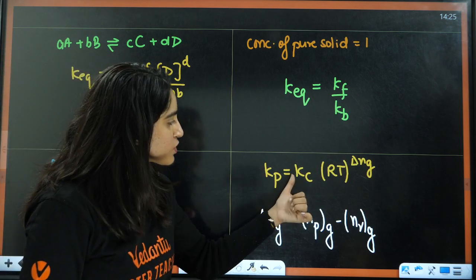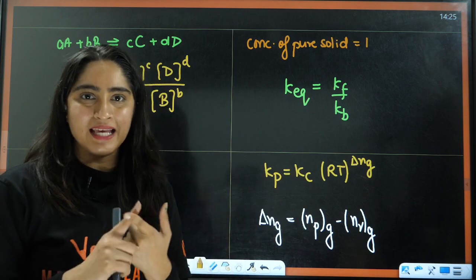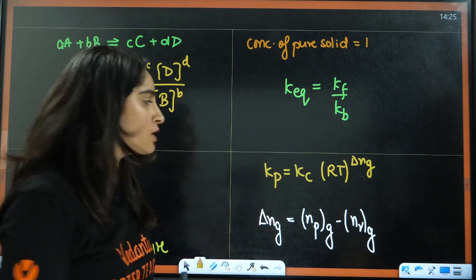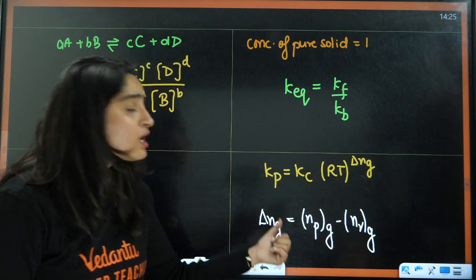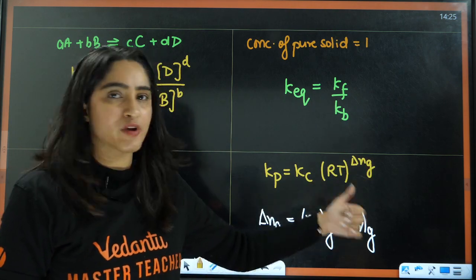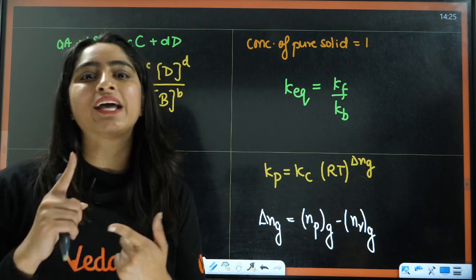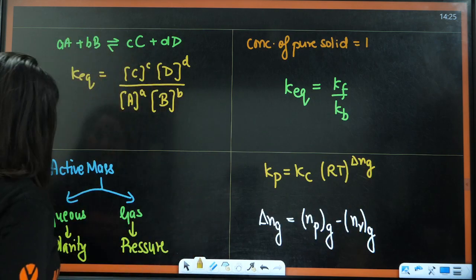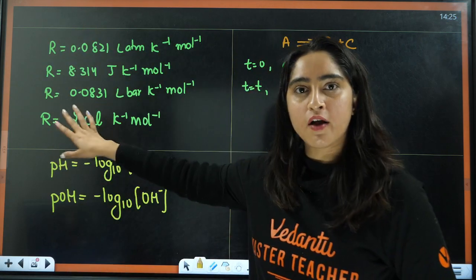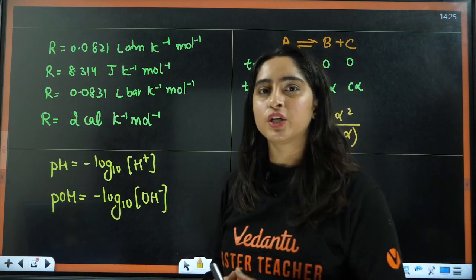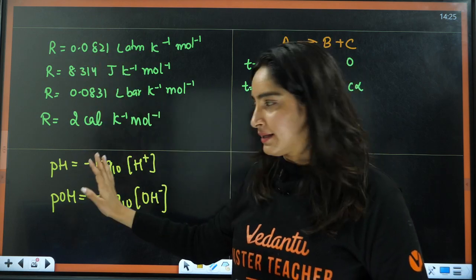Next is Kp and Kc. Kc is in concentration terms, Kp is in pressure terms. So Kp is equal to Kc (RT) raised to delta ng. Delta ng is the number of gaseous moles of products minus the number of gaseous moles of reactants. Only gaseous moles will be taken here. Next we have the values of R. You have these 4 values of R. According to the question, you will apply the value of R in that question.